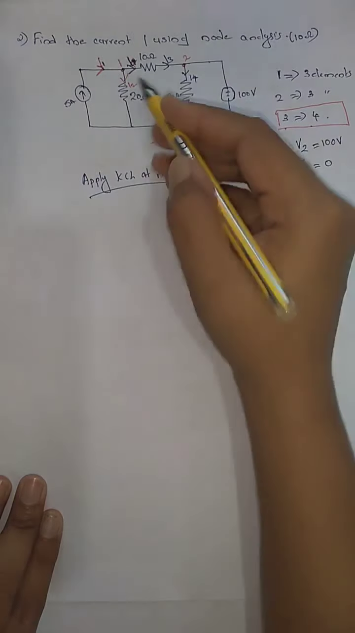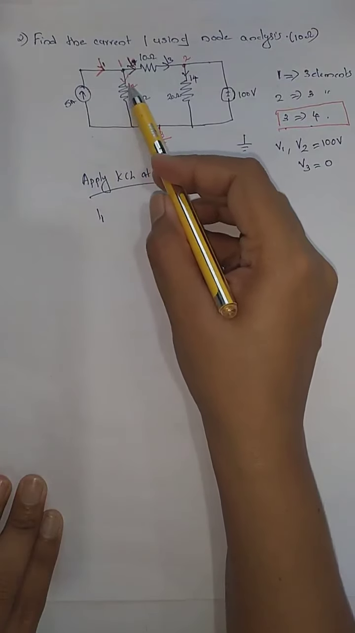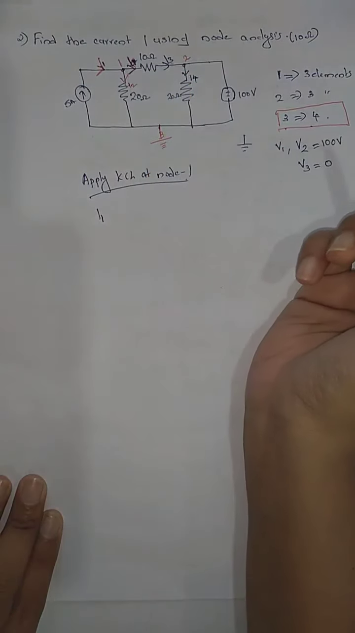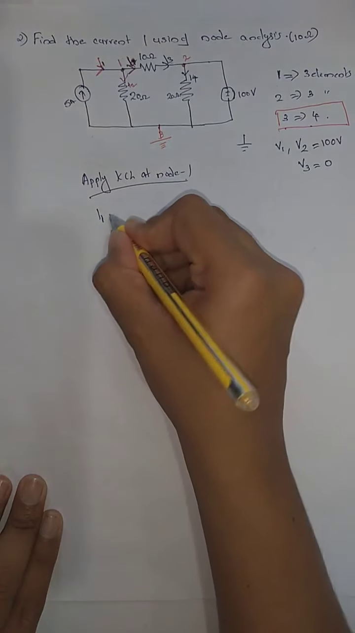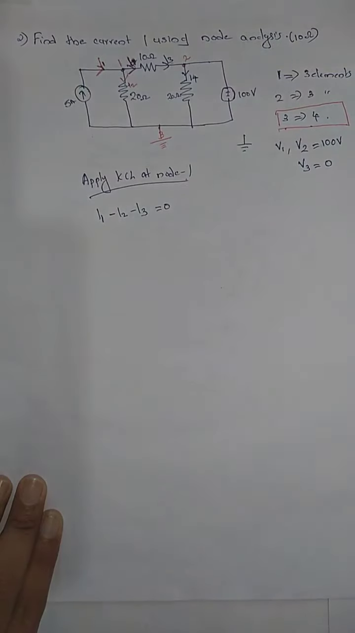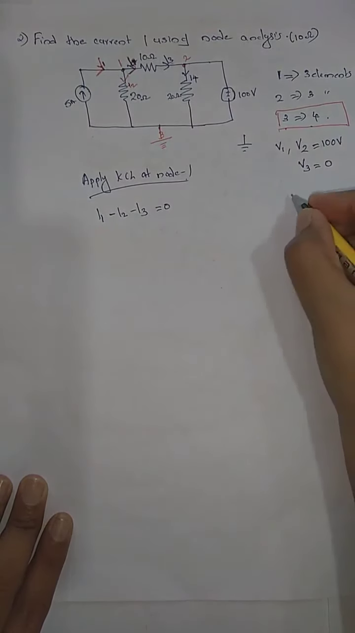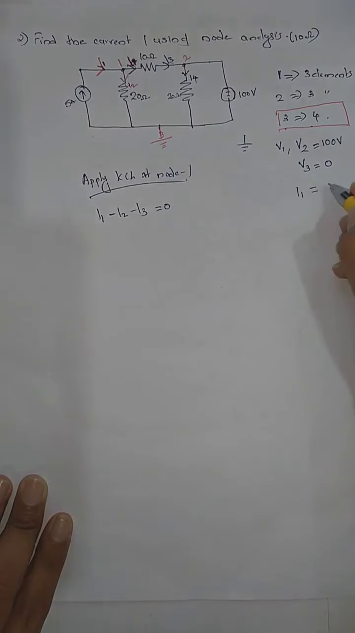So what I will do, I1 is the incoming current, and I2 and I3 are the outgoing currents. So I1 minus I2 minus I3 is equal to 0. This is our Kirchhoff's current law at node 1. So what is I1? I1, we know it is 5 ampere. Okay, and what is I2?